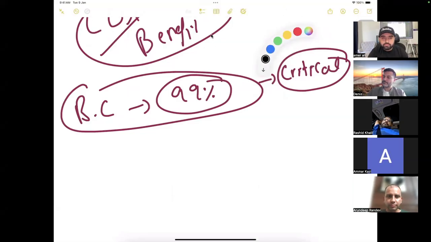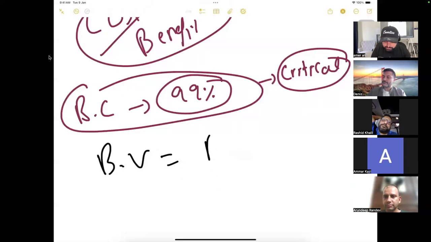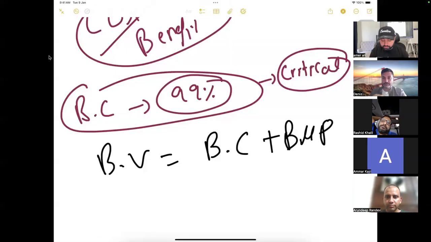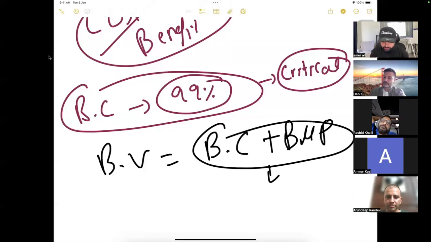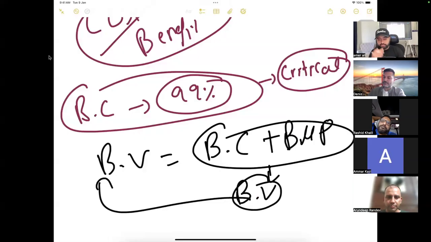Business value is basically a combination of tangible and intangible. So business value consists of both tangible and intangible. If I put business value, that is business case plus benefit management plan, both combined give us the business value for the project, right? That is your business value, Nabil.